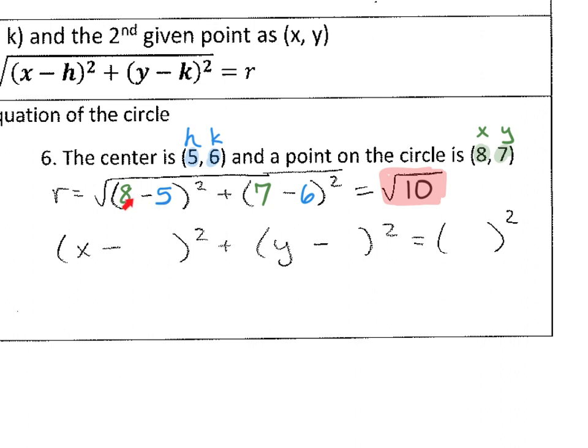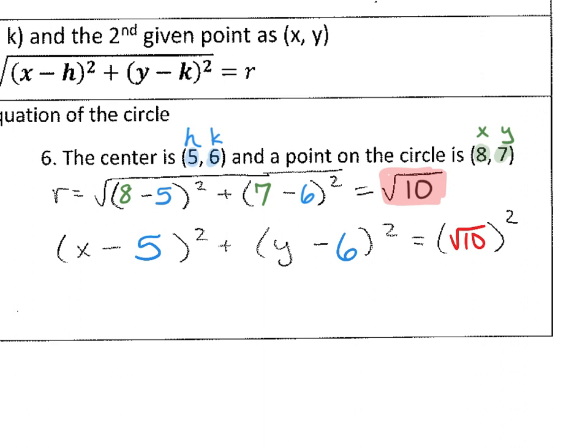Should be the same number that went second in the parentheses just a second ago. 5, because that's H. What number should go here next to Y? Or subtracted from Y? 6. And then what number goes over here? Ooh, not just 10. The whole thing, square root 10. Because that's what we found to be the radius.